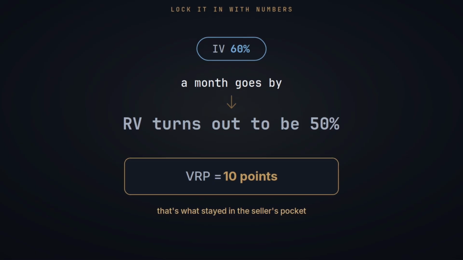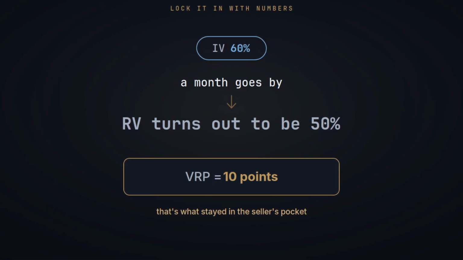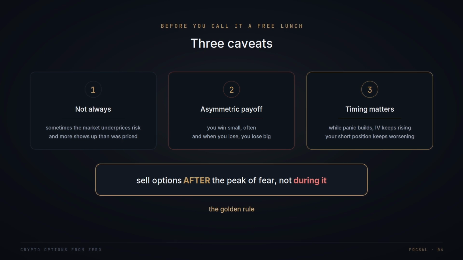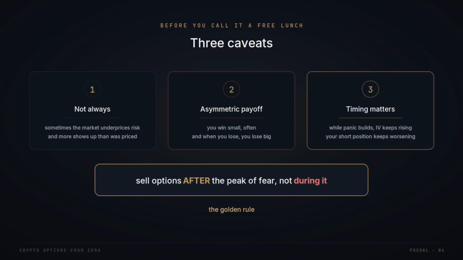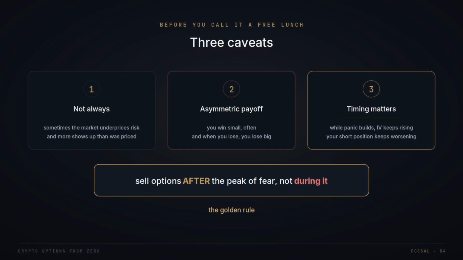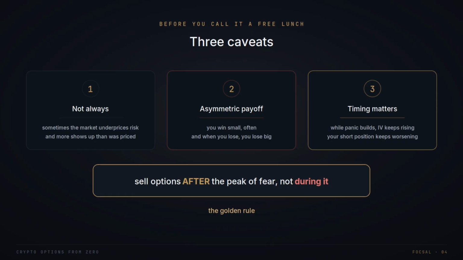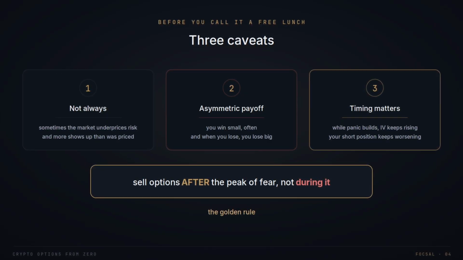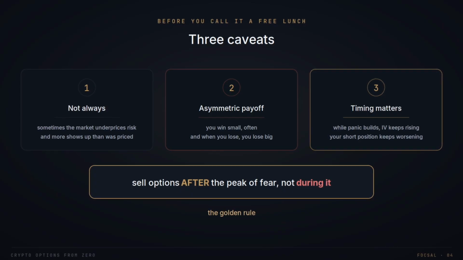Before you decide you found a free lunch, 3 caveats. First, it doesn't always work. Sometimes the market underprices risk and more volatility shows up than was priced. Then the seller loses. Second, and more important, selling options has an asymmetric payoff. You win small, often, and when you lose, big.